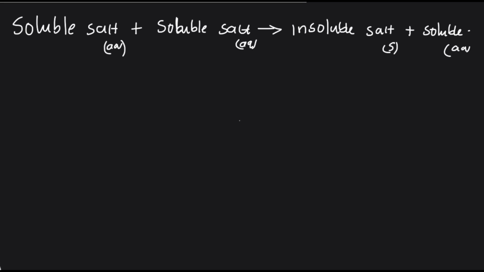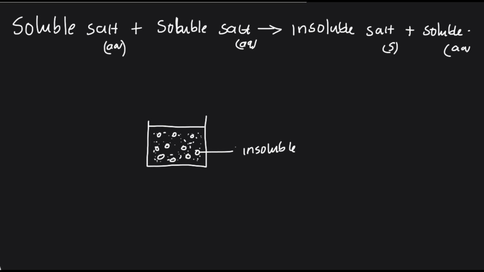Now let's say we've formed this solution. In this solution, we have the soluble salt and the insoluble salt. Let's take these particles, the ones I've drawn in bigger size, as our insoluble salt. Remember, insoluble means those that cannot dissolve in water. Then we have the soluble salt, which is in solution.